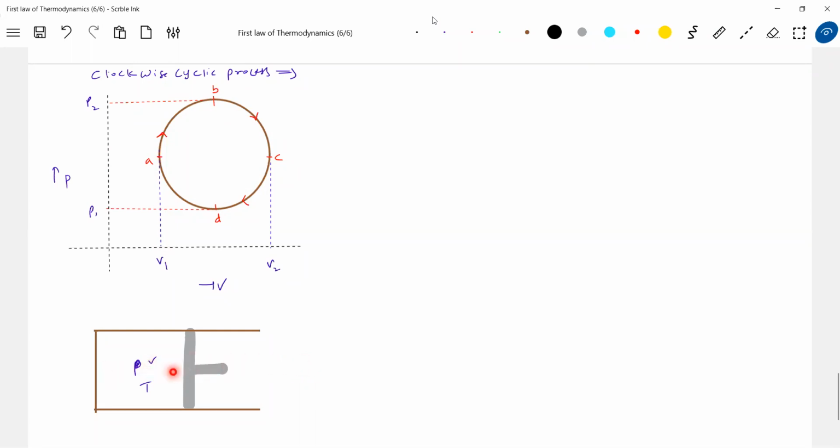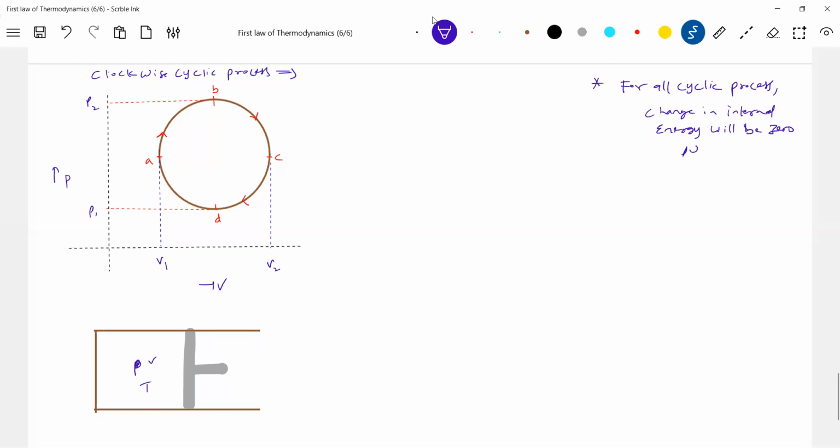I'll move it in such a way that again the gas will come back to its original state. So what is the change in internal energy? It will be 0. So for all cyclic processes, what is the conclusion? For all cyclic processes, delta U will be 0. There's a very important thing.